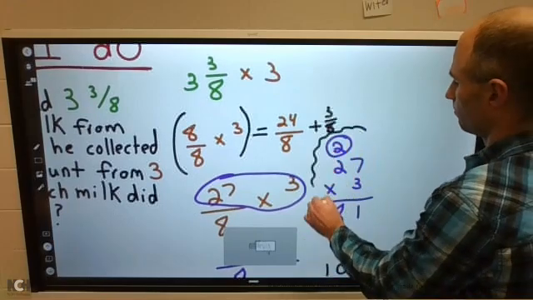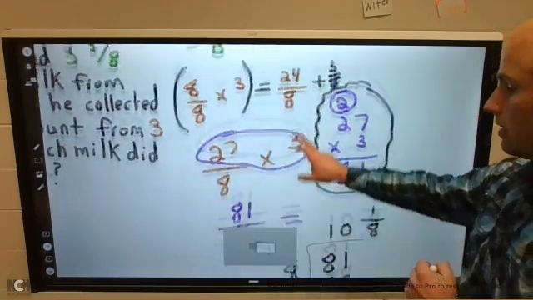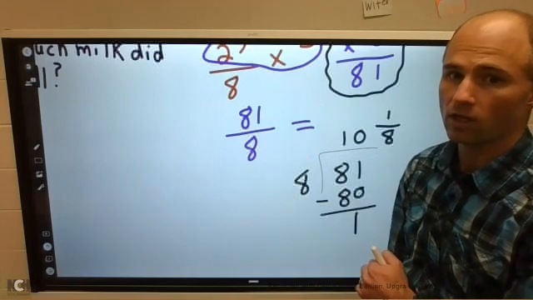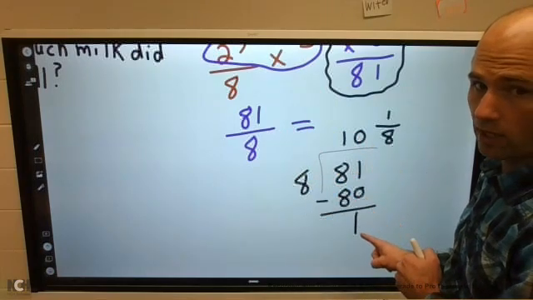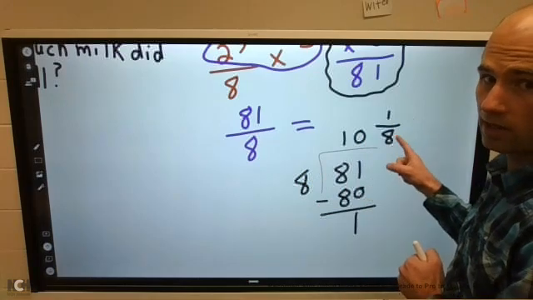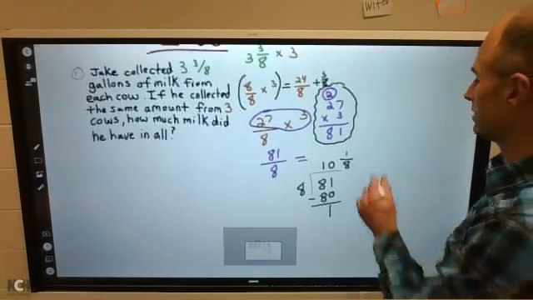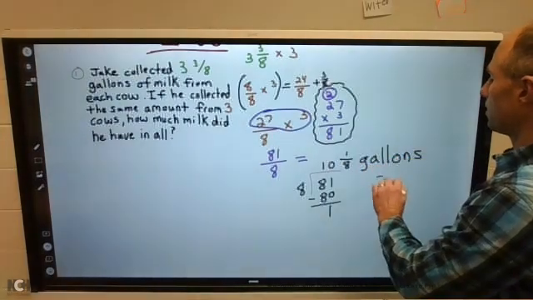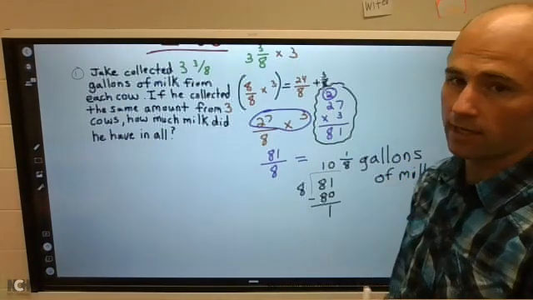All right. 27 times 3 will give me 81. Find out how many 8's go into 81. You'll find out that 8 goes into 81 10 times with 1 left over. So therefore, that's my numerator. So 10 1/8 is my answer. 10 1/8 what? Apples? No, 10 1/8 gallons. Don't forget to label and provide your units. Gallons of milk. It's a lot of milk for Jake to be collecting.